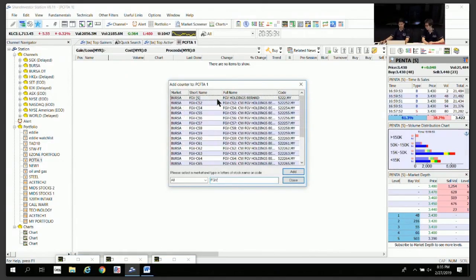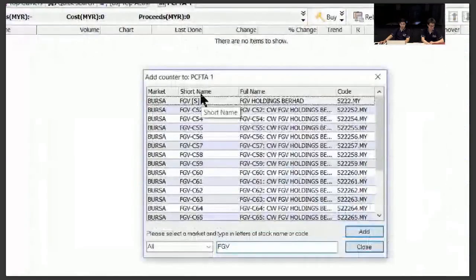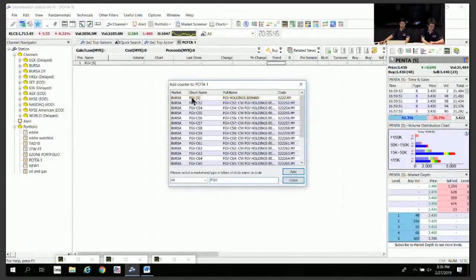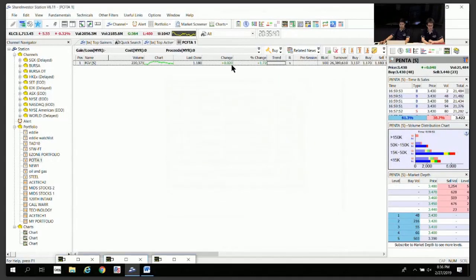Maybe you slow down a little bit because it's a bit fast. Okay, I slow down a bit, sorry. So let's say I insert FGV. So I search FGV and then double click on FGV. You can see over here, position 1 is named FGV. Then you can see the last done price, the change in percentage, okay? Then the volume is here.